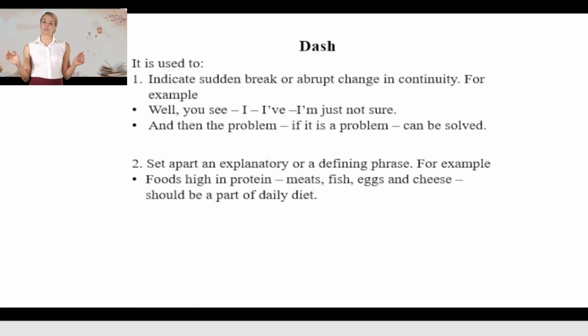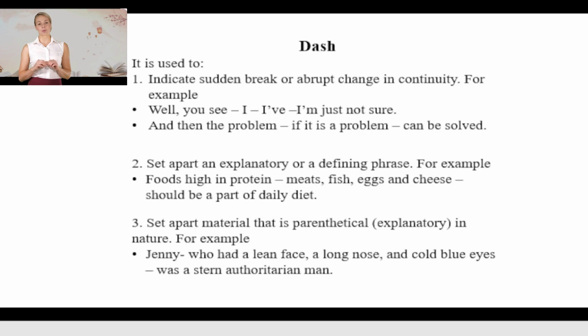2. Set apart an explanatory or a defining phrase. For example, foods high in protein, meats, fish, eggs, and cheese, should be a part of daily diet. 3. Set apart material that is parenthetical explanatory in nature. For example, Jenny, who had a lean face, a long nose, and cold blue eyes, was a stern authoritarian man.